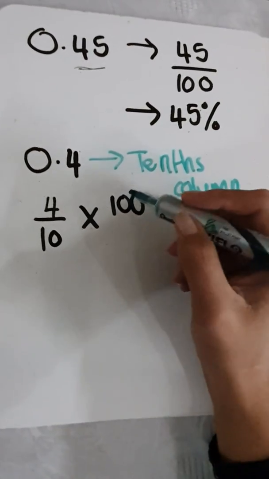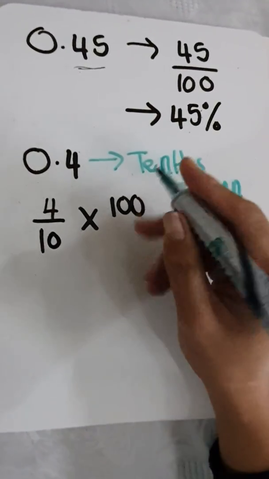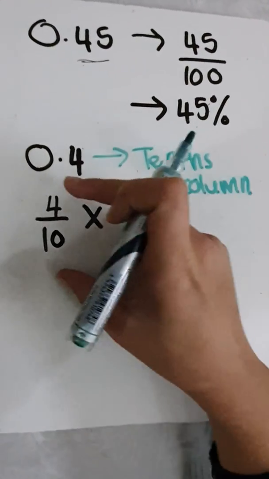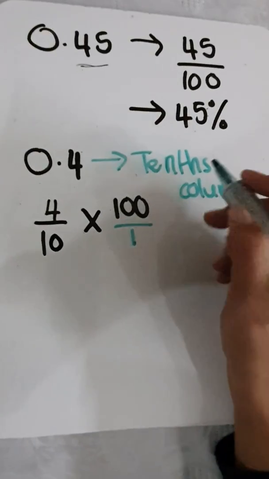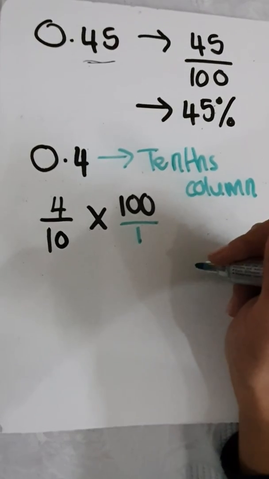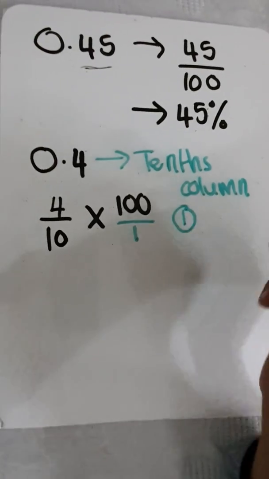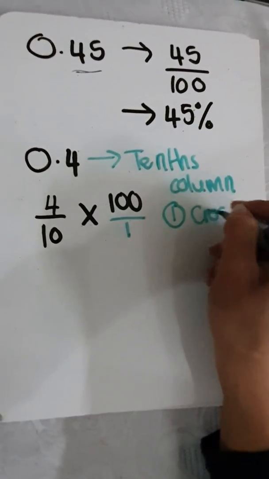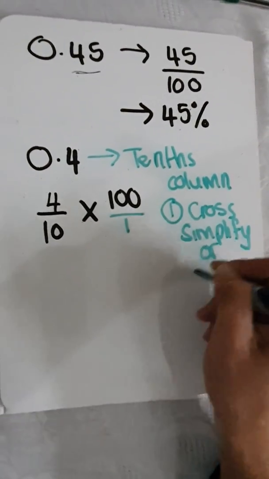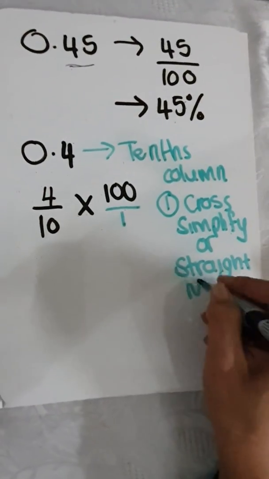Now the other thing that we need to consider is, I have this number as a fraction and this number as a whole number. I will put 100 over 1 because we want to have fraction multiplying by fraction. So it makes it easier in terms of our calculations and to simplify later on. Now, the first thing that we are going to consider is whether you will be doing cross simplification or you will be straight multiplying. Now, I will show you both of these methods.